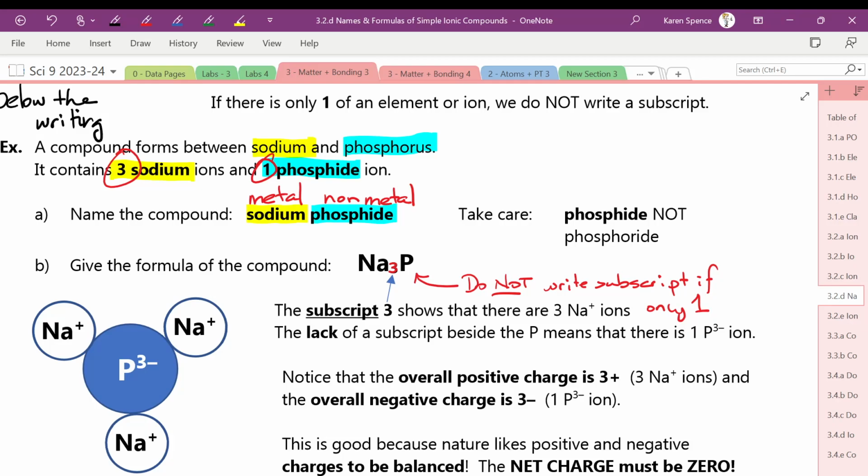Now, sodium is in what group? I'll wait until you're done writing, then I'll ask. What group is sodium in? Group 1.